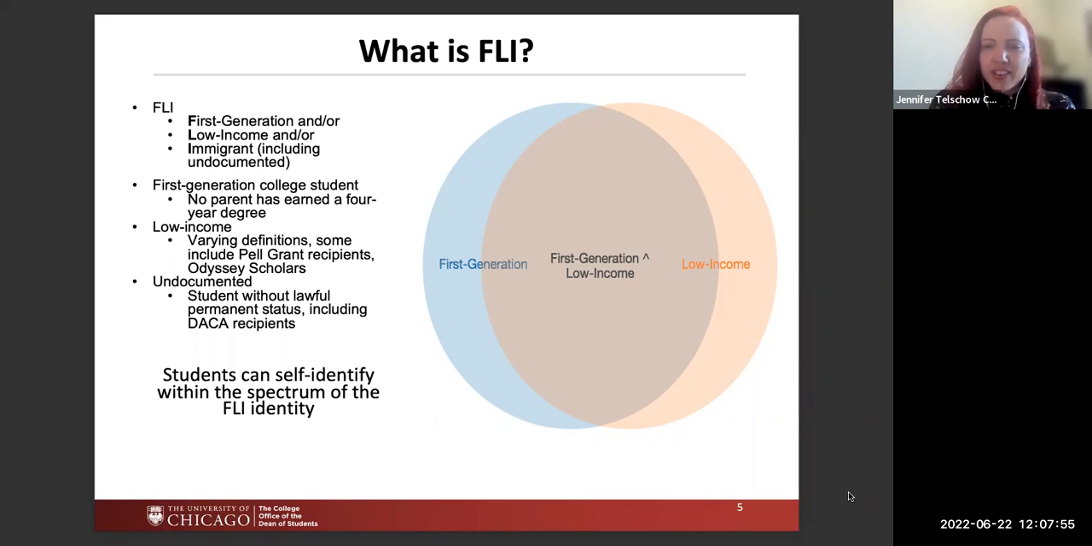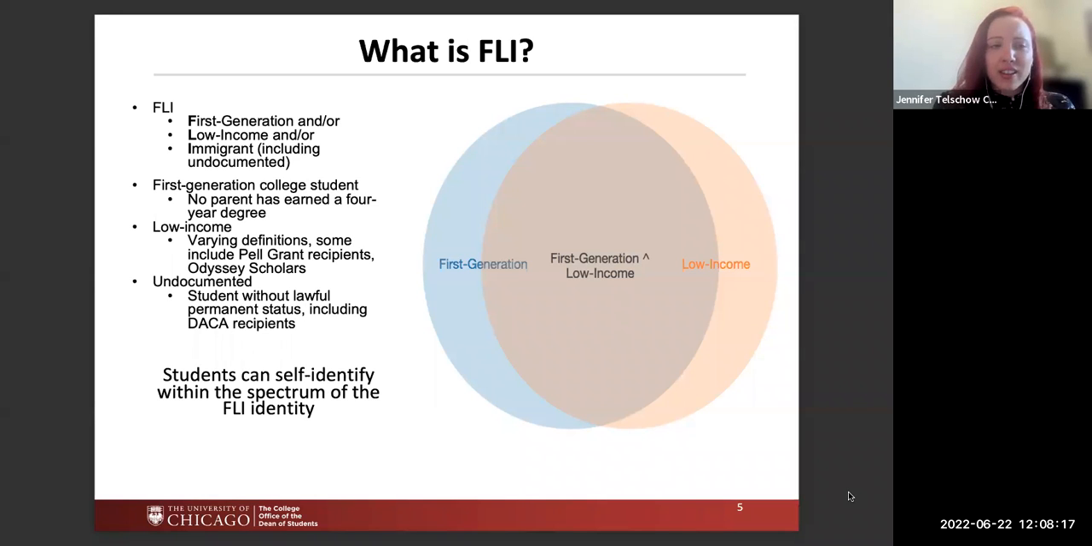And I just want to point out that low income is different in different parts of the country, and so you get to self-identify if that matches with your identity and your experience. And then lastly, we do serve undocumented students. And so the way we define that is students who are without lawful permanent status, which would include DACA recipients.